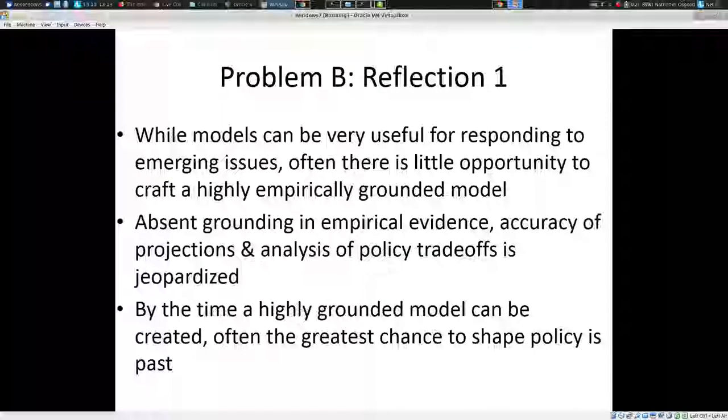The challenge is that when we have a model to be used in this context, often there's little opportunity to really build a model that's really well tied in with data.